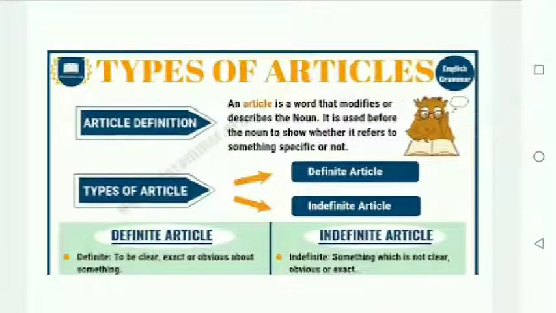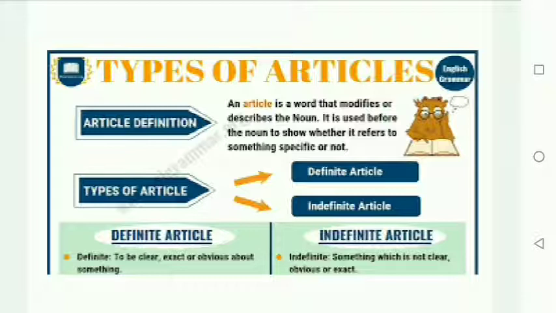Well, let's learn more about the articles. So, if we define what an article is, then we can define it as a word that modifies or describes the noun. It is used before the noun to show whether it is referred to something specific or not. So, an article is actually used before any noun to show whether the noun we are talking about is specific or not specific.